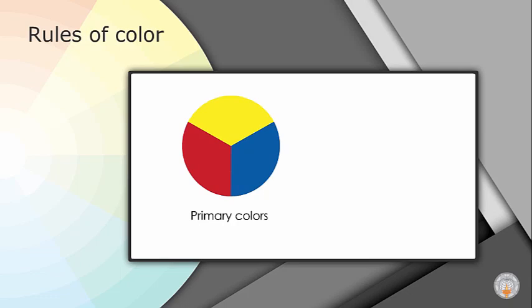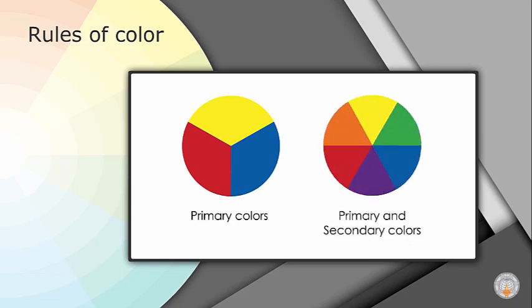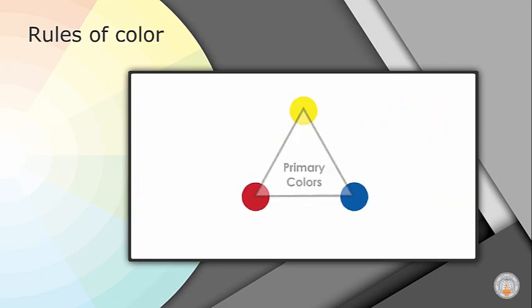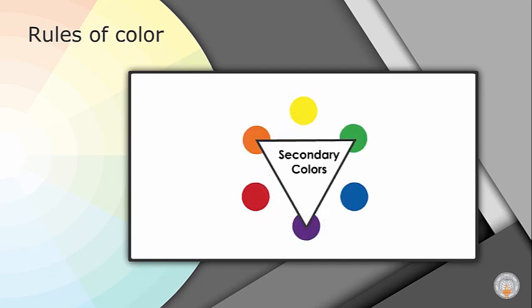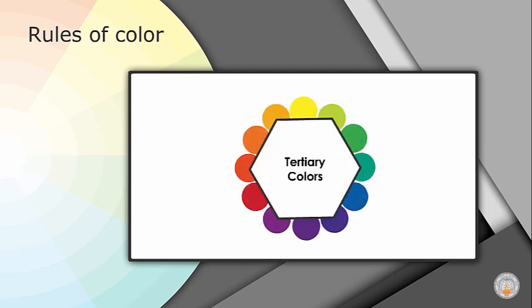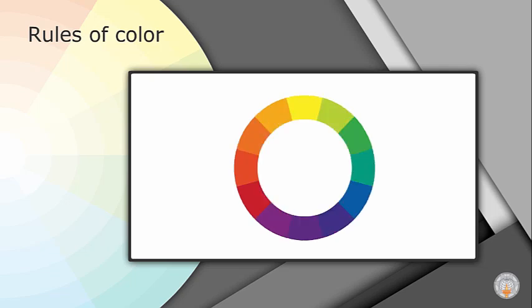Do you remember learning about primary and secondary colors at school? Well, then you are already familiar with the color theory. The primary colors are the source of all colors, while the secondary colors are created by combining two primary colors. The combination of these primary and secondary colors form tertiary colors. Altogether, they form a color wheel.